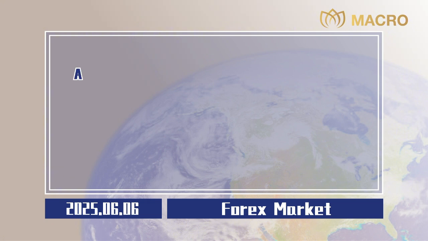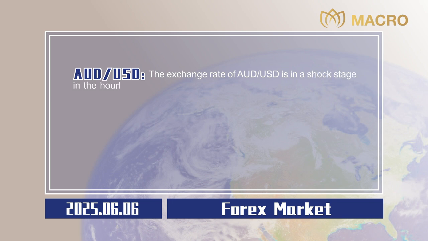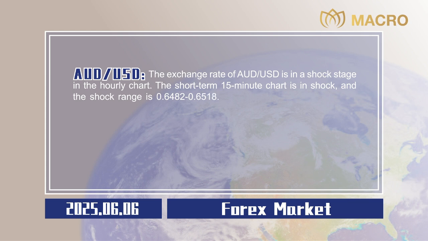0.0020. Australian dollar to US dollar. The exchange rate of Australian dollar to US dollar is in a shock stage in the hourly chart. The short-term 15-minute chart is in shock, and the shock range is 0.6482 to 0.6518. Operationally, you can sell at a high price and buy at a low price in this range.